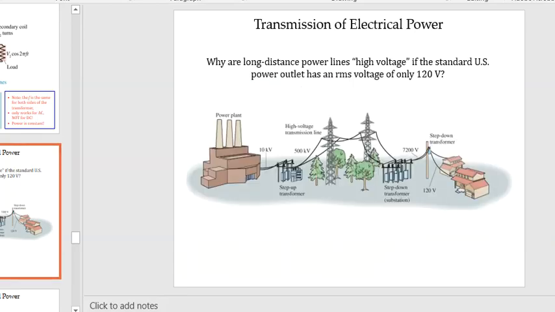Okay, so why would long-distance power lines be at a high voltage if the standard US power outlet has an RMS voltage of only 120 volts? And actually, you know what, I'm going to pause for a moment to start to demonstrate something to you. I have brought a little demo, which is going to be to bring a voltmeter, which I think all of you have had some experience with when we were doing the labs.